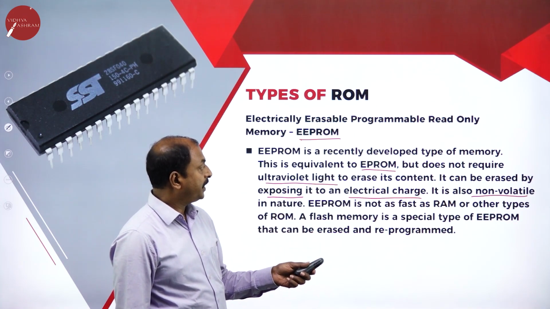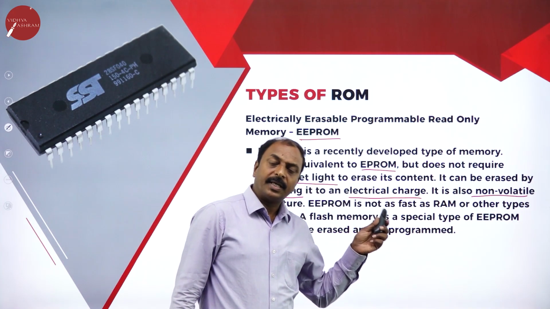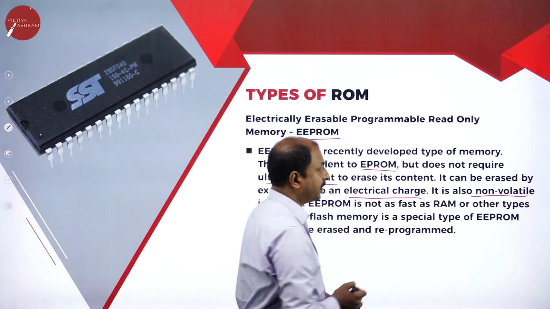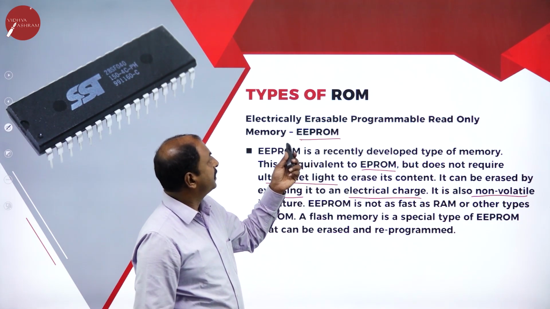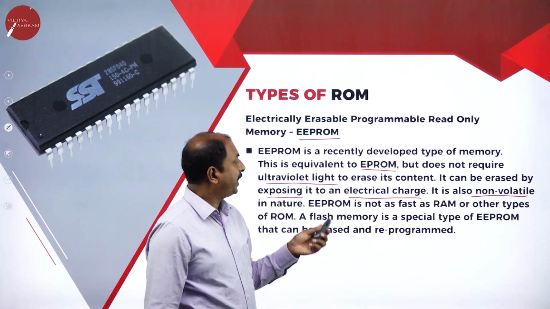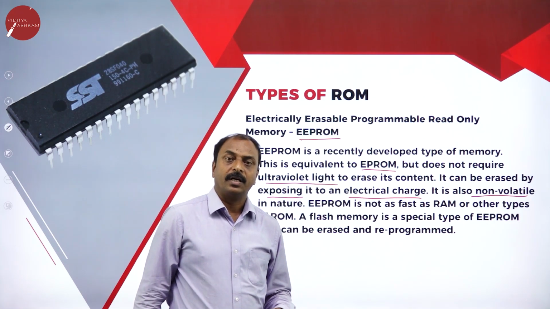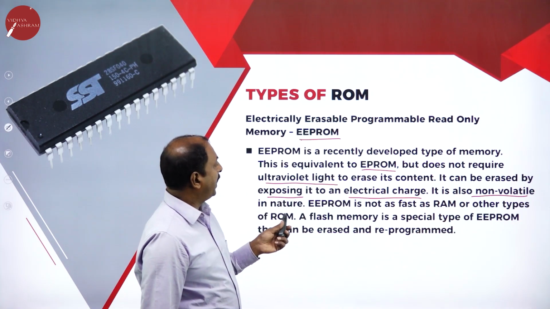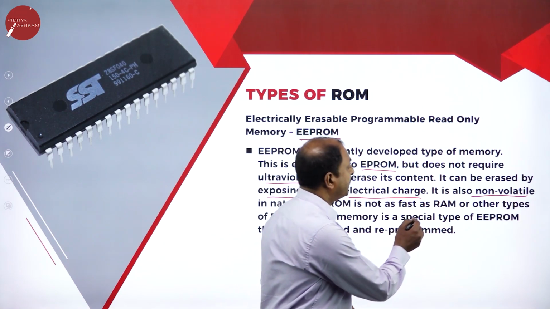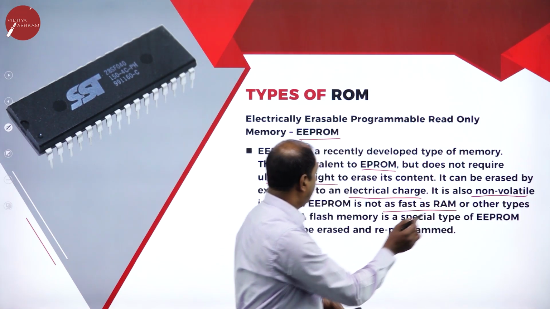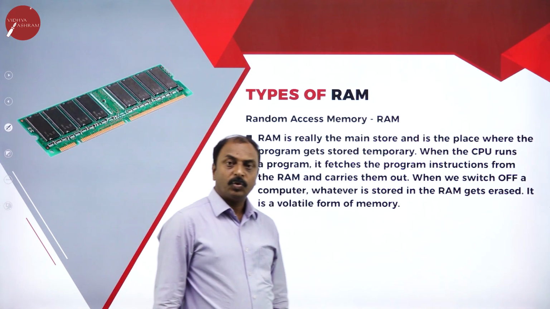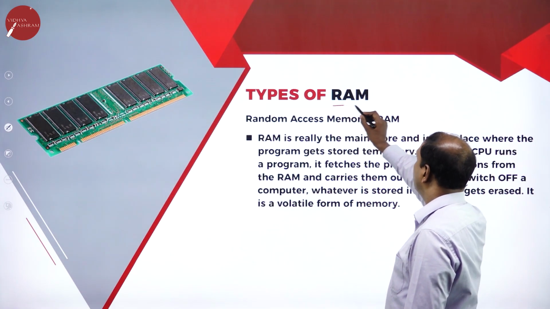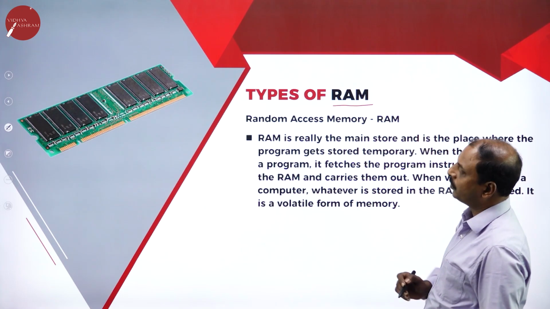But in this example, data or content can be erased with the help of electrical charges, by exposing this EEPROM to electrical charges, and it is non-volatile. And EEPROM is not as fast as RAM or other types of RAM. Now let us move on to the next type of primary memory, that is RAM, that is random access memory.